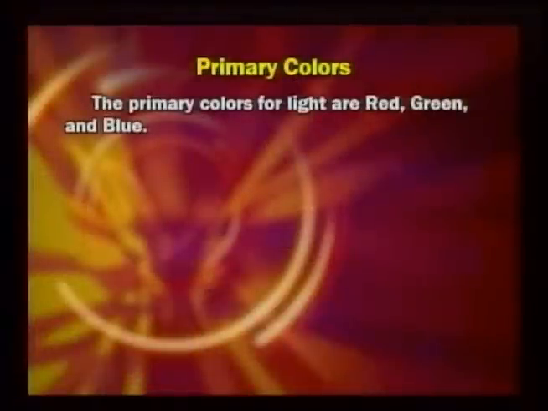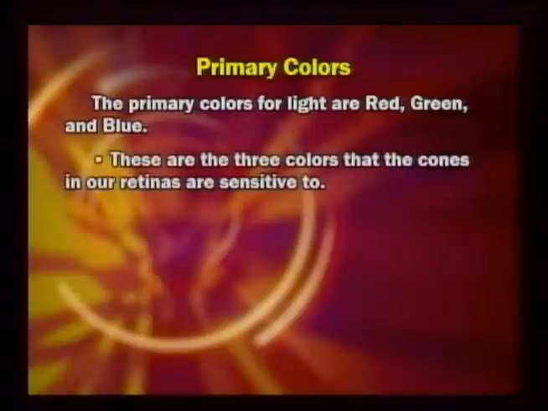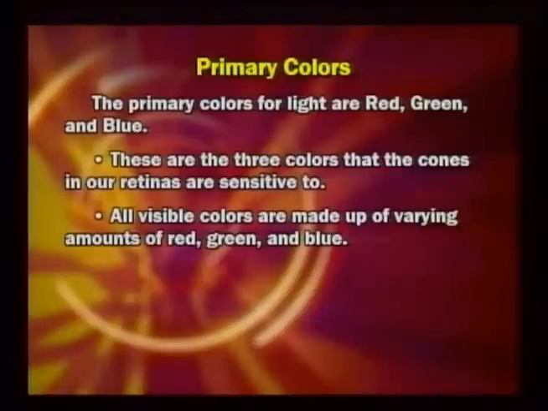That's reflectors and diffusers. And today we're going to jump back into color, because when we talk about doing Photoshop stuff, there's a lot of things related to color. As mentioned before, the primary colors for light are red, green, and blue. These happen to be the same colors that the cones in our retinas are sensitive to. So our eyes see in red, green, and blue, and that's how we discern color. All visible colors are made up of varying amounts of red, green, and blue. So any color that we can see with our eyes is made up of red, green, and blue.